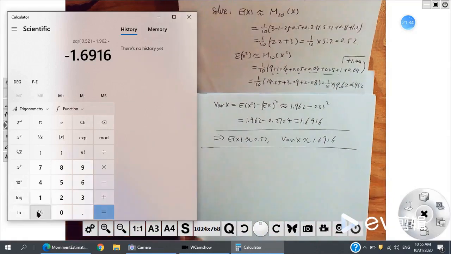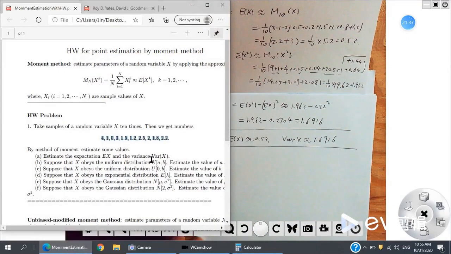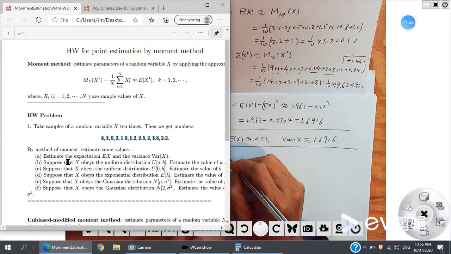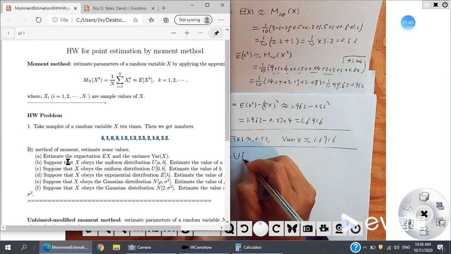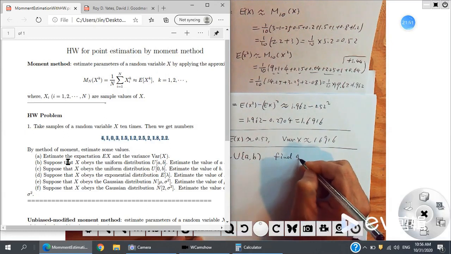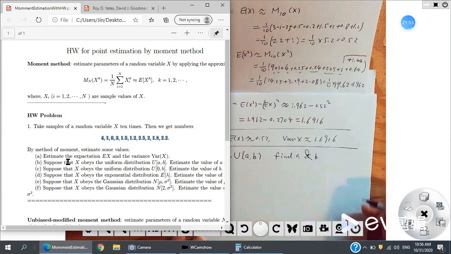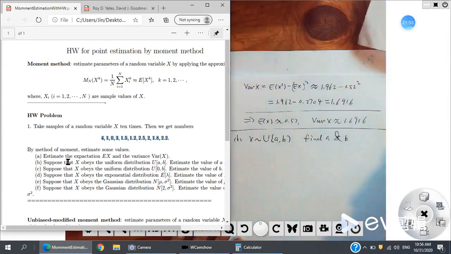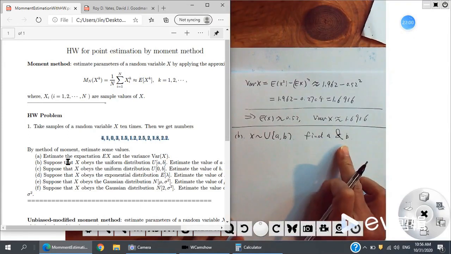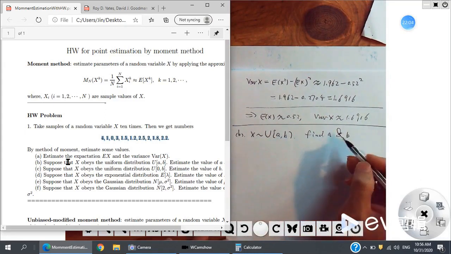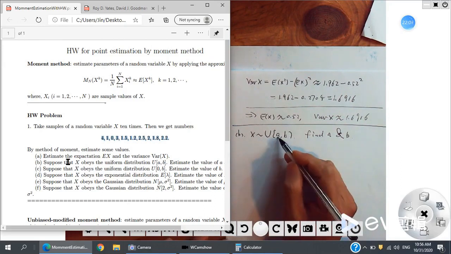Now let's go to the second problem. Second problem, we suppose x obeys a uniform distribution from A to B. We want to find A and B. Yeah, this is a problem, right? I want to find A and B. Now for uniform distribution, we want to know the formula of mean and variance related with A and B.